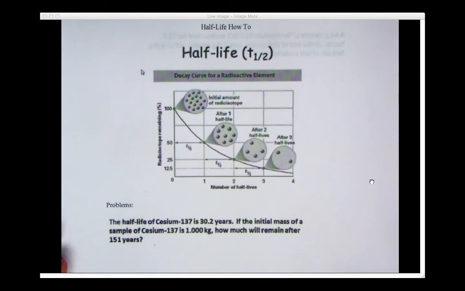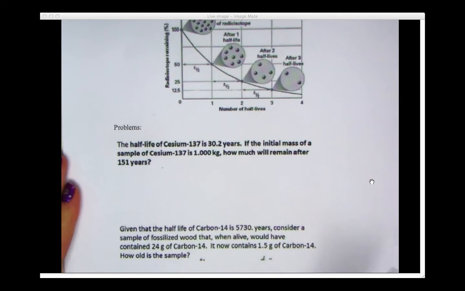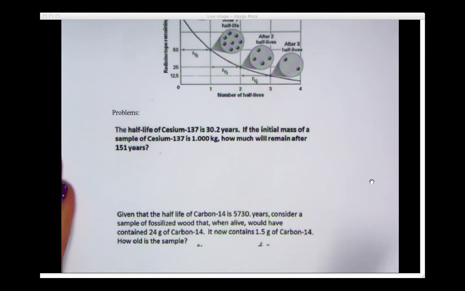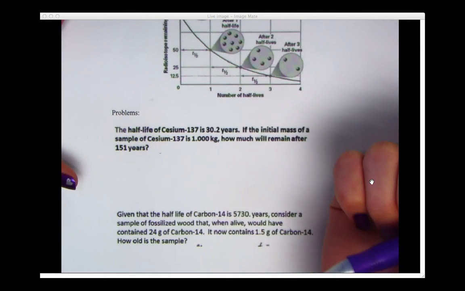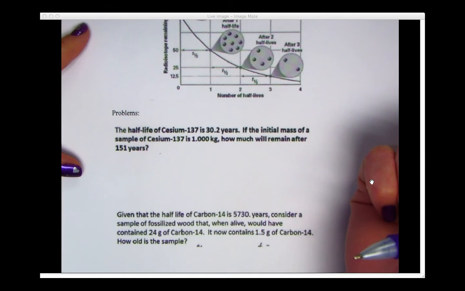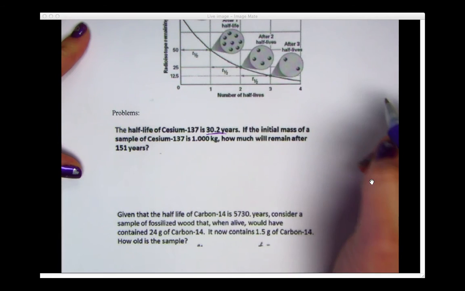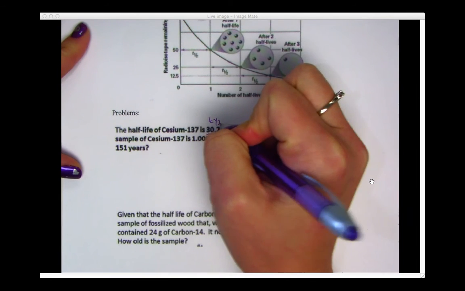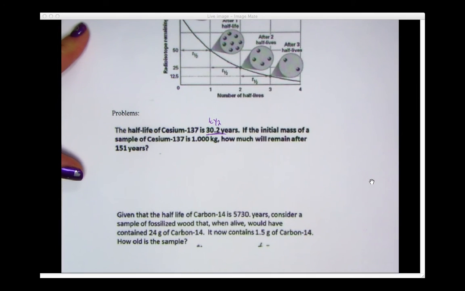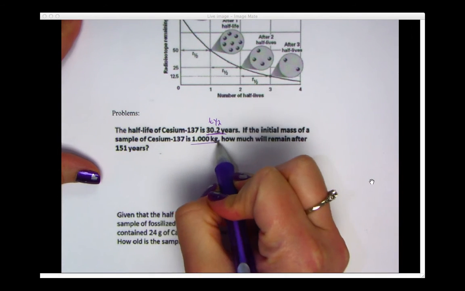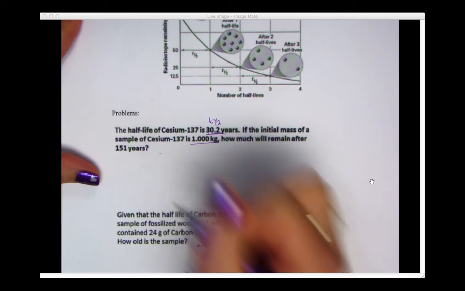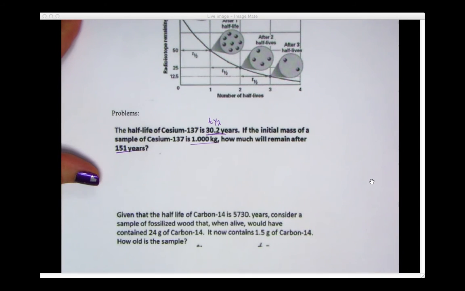So I'm going to do 2 of them, then I'm going to have you try one on your own. The first one I want to look at involves cesium. It says the half-life of cesium-137 is 30.2 years, so that's how long it takes for 1/2 of our sample to decay. If the initial mass of the sample is 1 kilogram, how much will remain after 151 years?